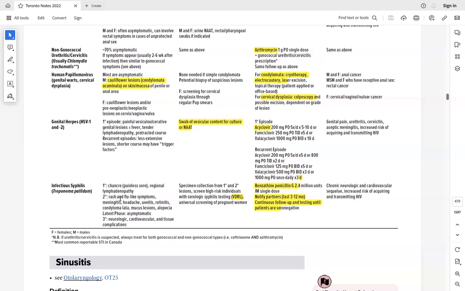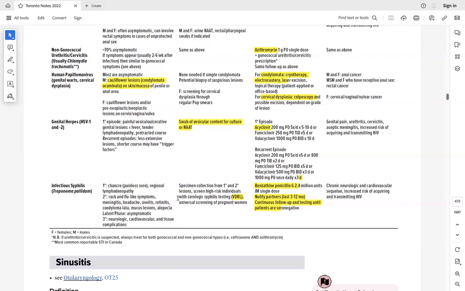Or the patient may present with flu or rash-like symptoms, then meningitis, headache, uveitis, retinitis, condyloma lata, mucous lesions, alopecia. It can be in the body, it can be asymptomatic in the latent phase. Or neurologic symptoms, like tabes dorsalis, gait problems, cannot walk, has some paresthesias, some cardiovascular problems. So this is all in the tertiary syphilis.